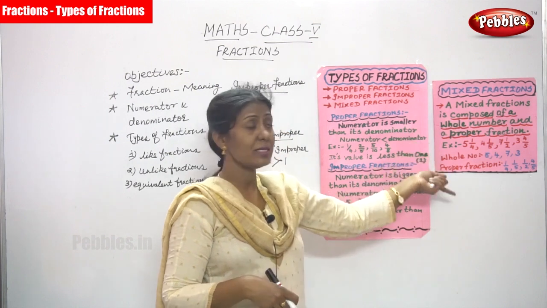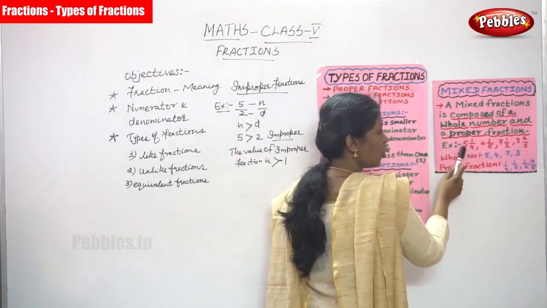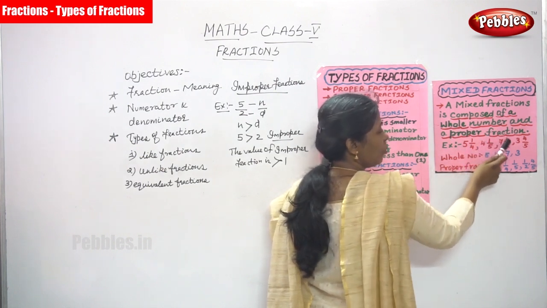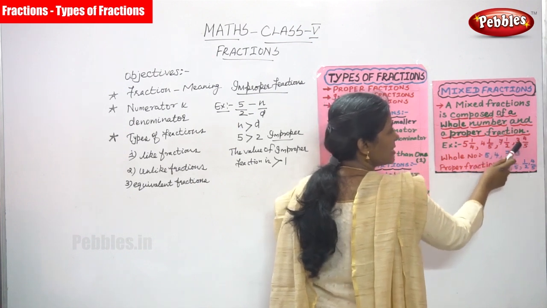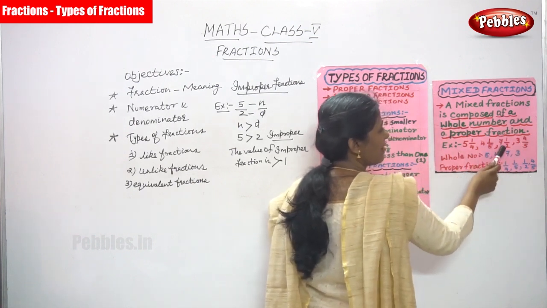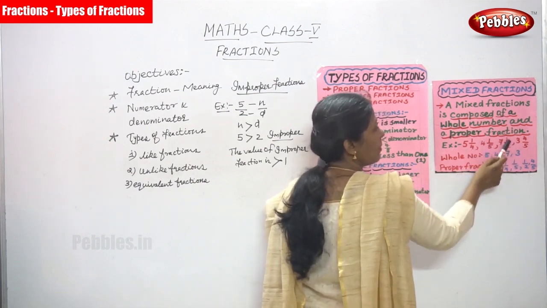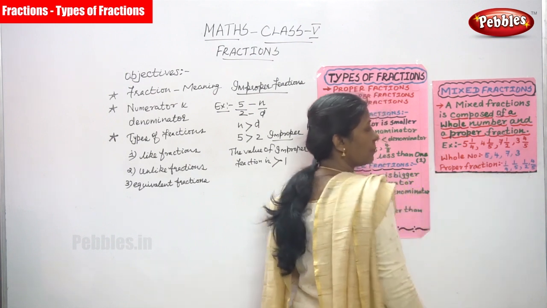Now we are going to see the mixed fraction examples. Example, 5 1 by 4, 5 is a whole number. 4 1 by 5, 4 is a whole number. 7 1 by 2, 7 is a whole number. 3 4 by 5, 3 is a whole number. So 5, 4, 7, 3 all are whole numbers. 1 by 4, 1 by 5, 1 by 2, 4 by 5, all are proper fractions. How could you say it is a proper fraction?